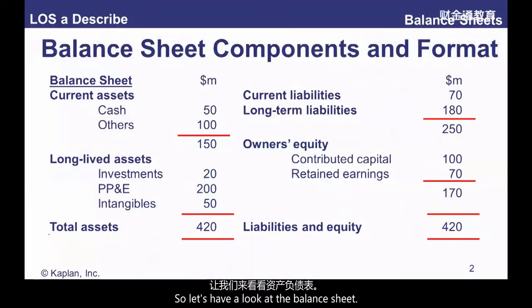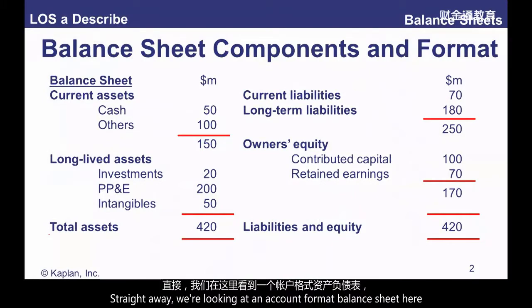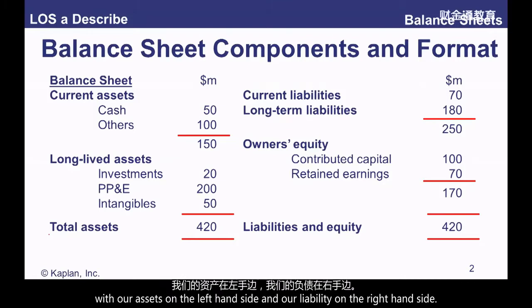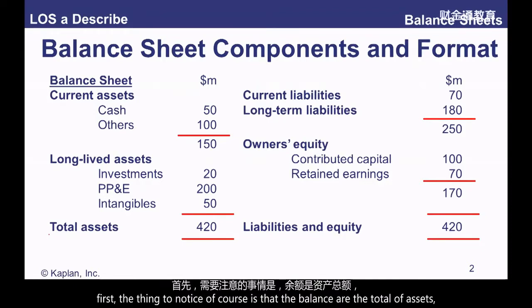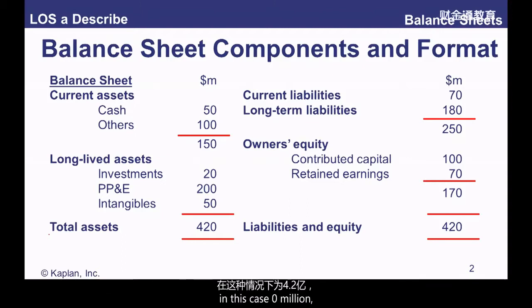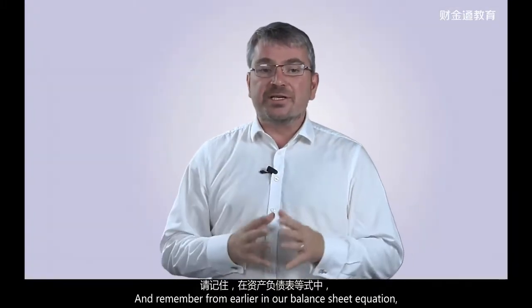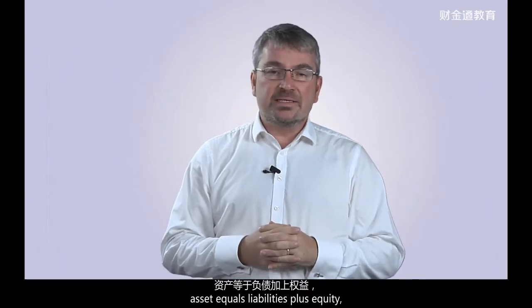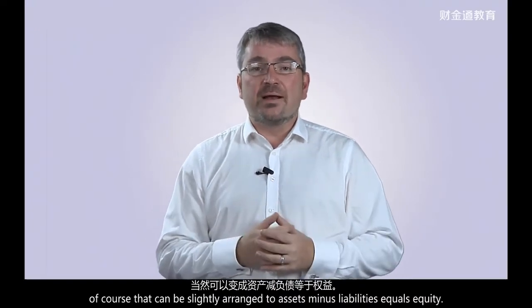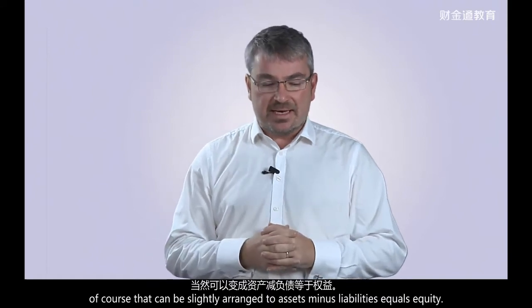So let's have a look at a balance sheet straight away, and we're looking at an account format balance sheet here with our assets on the left hand side and our liabilities on the right hand side. So when we look at the balance sheet, first thing to notice, of course, is that it balances, i.e. the total of the assets, in this case 420 million, is the same as the total of the liabilities, also 420 million. Well, actually notice it's not just the liabilities, actually liabilities plus equity. And remember from earlier, our balance sheet equation, assets equals liabilities plus equity. Of course, that can be slightly rearranged to assets minus liabilities equals equity.